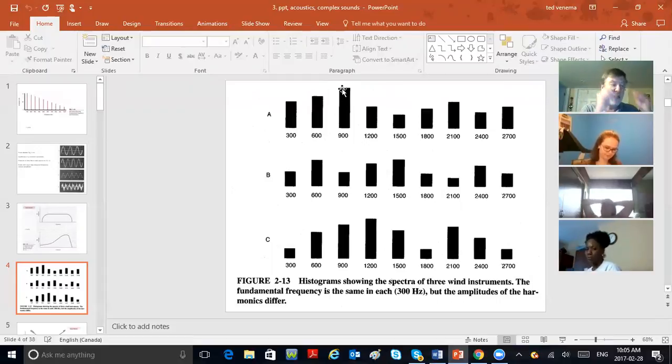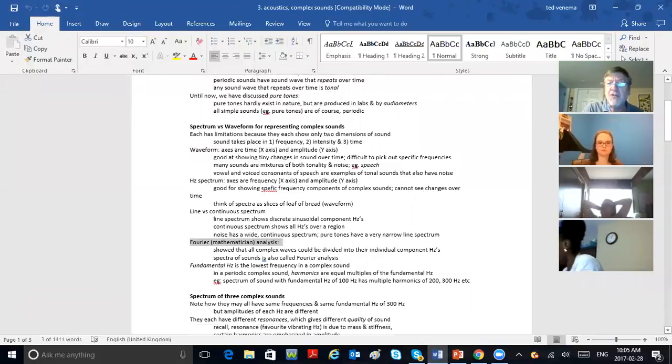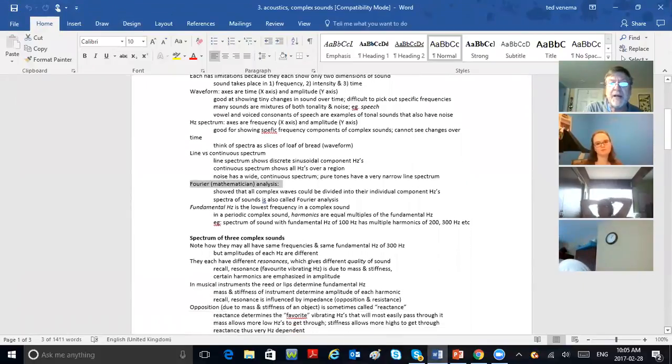Okay, so read the bottom third of page 1 here, and we'll show it to you. I'll scroll it up here so you can see it better.